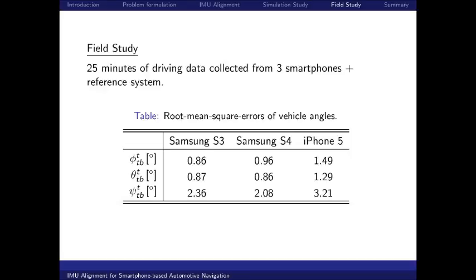We also apply the proposed framework to real-world data collected from 3 smartphones. The time average root mean square errors are displayed in the table. Just as before, these are in the order of 1 or 2 degrees.